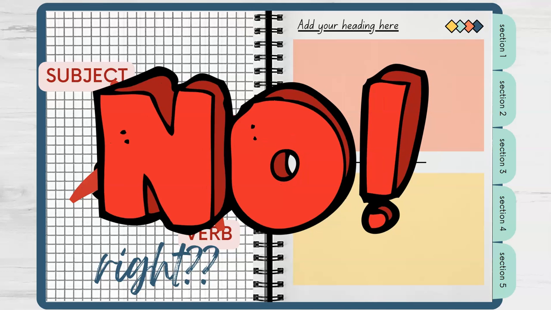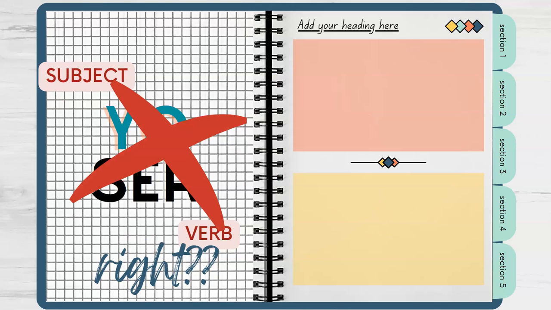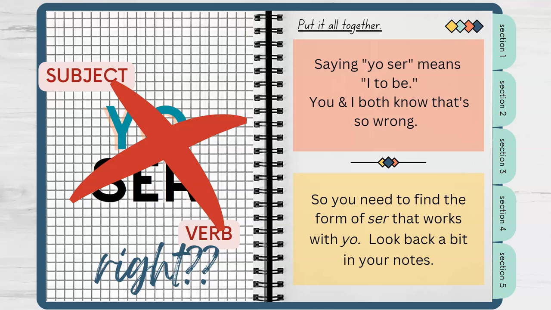Okay, so no, "yo ser" is not okay. You have to conjugate the verb to make it match. Saying "yo ser" means "I to be," and in English, we know that's so wrong. So you have to remember, you have to find the correct form of ser that works with yo.